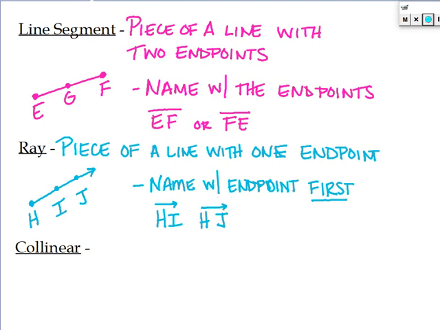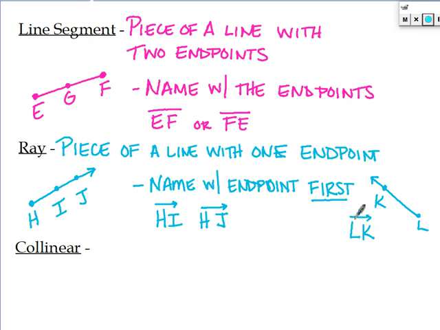Let's say you have a ray that's starting here and pointing in this direction. And let's say it's K and L. I'm still going to name it with the endpoint first. So L would be first, then K, and my arrow pointing to the right. So you don't switch up the order to point in the direction that your ray is going. It's always endpoint first, then another point, and your ray will always be pointing to the right.